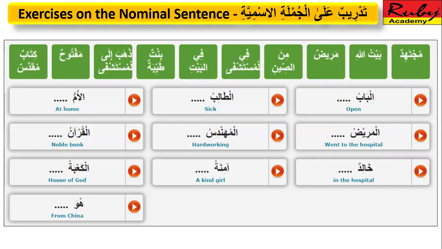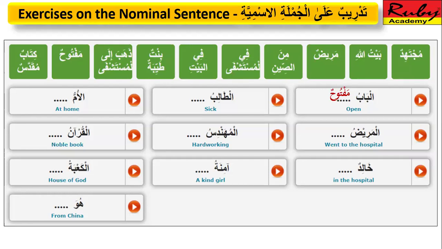So for the first one, you complete the sentence and translate as well if you want, but here we only need to understand the patterns of nominal sentences. So the first one is al-babu. What word is it? Open. Maftuhun. So we can say the door is open. Al-babu maftuhun. Which one is mubtada here? Al-babu. Why? Because it is definite. And maftuhun is the khabar because it is indefinite.